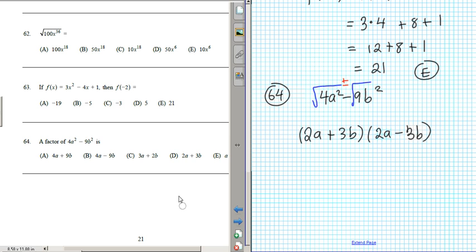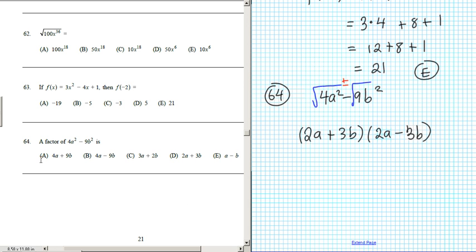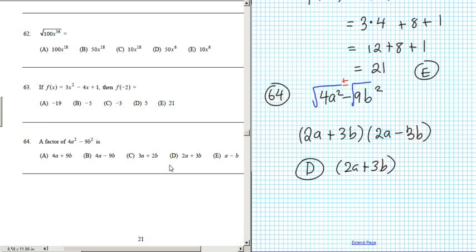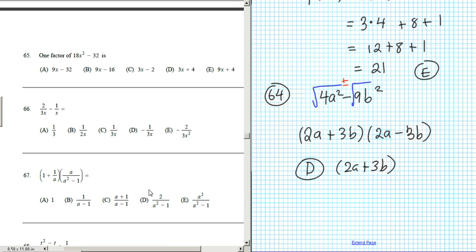So if you look at the alternatives, which of these match one of these factors? 4a plus 9b, no. This one, no. This one, 3a plus 2b, no. 2a plus 3b, exactly. So one of the factors is D. So D is your answer, which is 2a plus 3b. It matches because this is one of the factors I got. These two are called the factors, okay? Alright, let's move on to number 65.